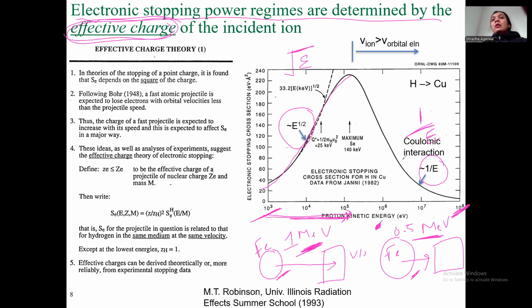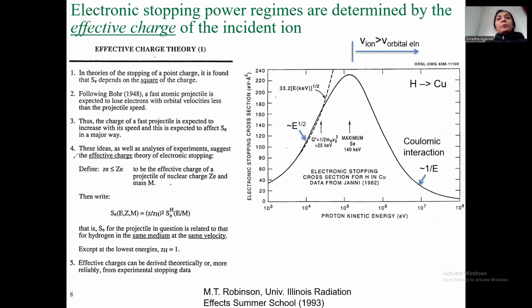Now at a certain point, this is divided into two regimes. So 1 by E would mean the less your kinetic energy, the more your electronic stopping power, right? And that is what you saw, and then it decreases. So overall, from this slide, the main thing you can remember, because it can get a little confusing, is that you have these two kinds of interactions, Coulombic and E to the power 1 by 2.